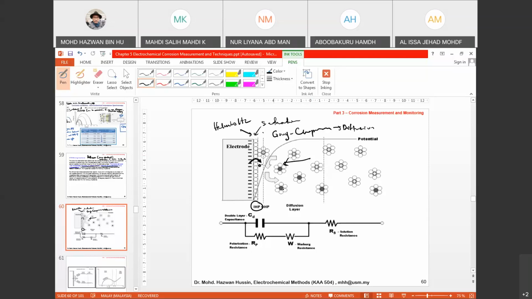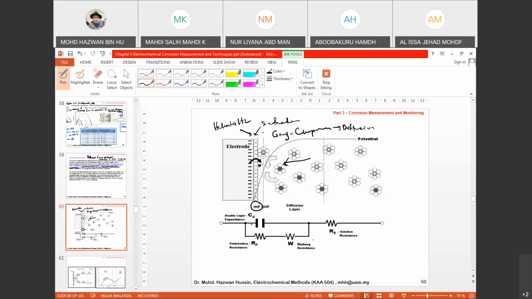So when you have a diffusion, the positively charged ion is actually being attracted, but it doesn't form a uniform layer. So it just forms maybe some arrangement, not really a monolayer. But this actually will create a resistance that we call Warburg resistance.